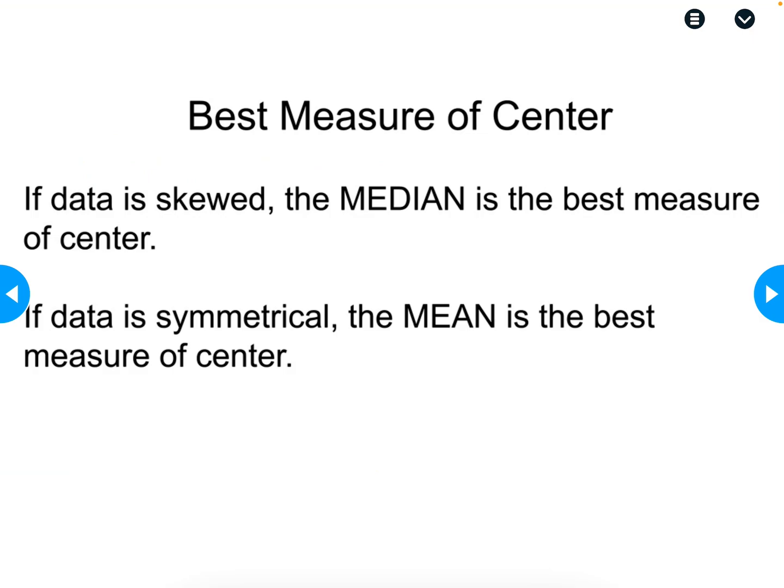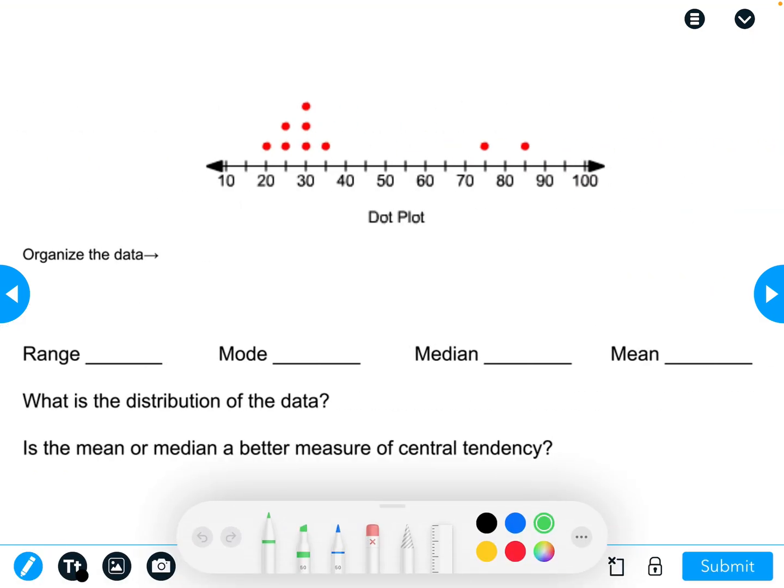The other thing we're looking at, once we figure out the distribution of the data, is what is our better measure of center? If our data is skewed, we're going to want to find the median as the better measure of center. Because when data is skewed, that means that it's getting pulled down or pulled up, and a low piece of data or a very high piece of data is going to throw off the mean. So therefore, median is better when data is skewed. If the data is symmetrical, then the mean is the best thing to use.